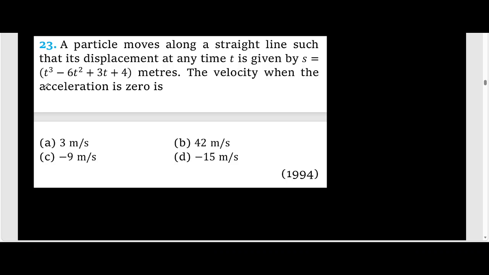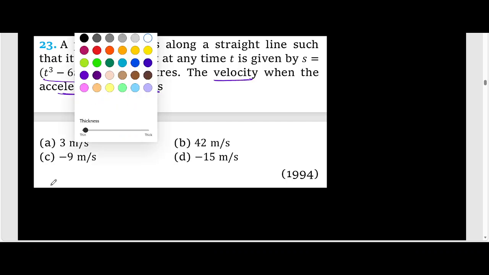A particle moves along a straight line such that its displacement x is given. Find the velocity when acceleration is 0. Same concepts, but just twisting here and there. The previous question was to find the time when acceleration is 0. Now the present question is to find the velocity when acceleration is 0. So let's do it fast.